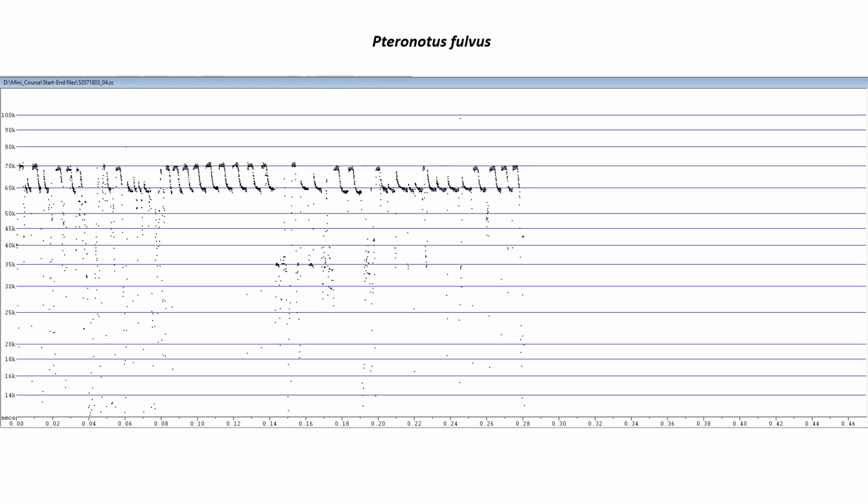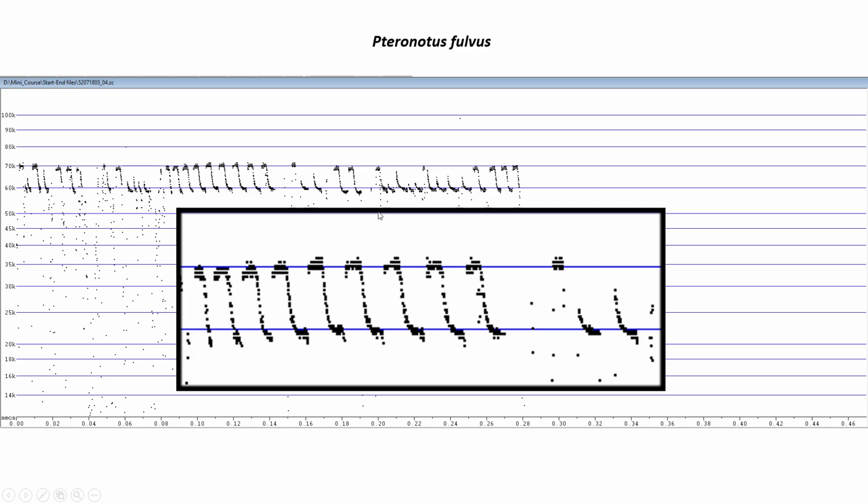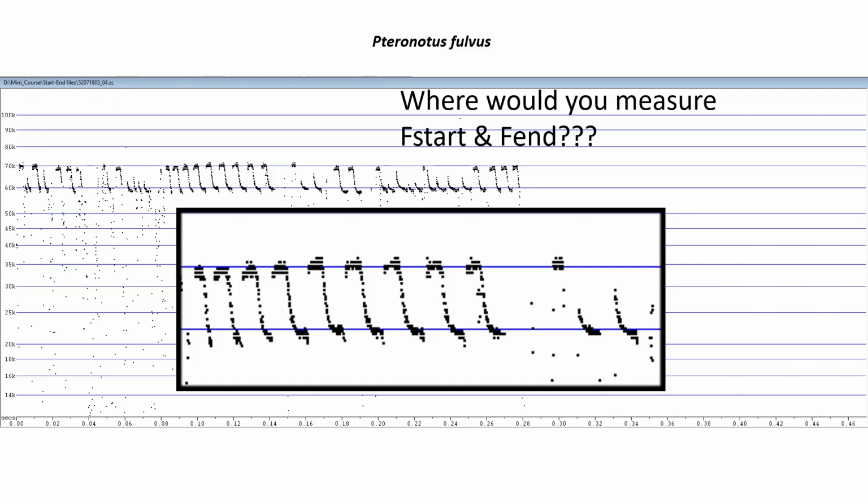Oh my, yet another call shape. This is Pteronotus fulvus, used to be Pteronotus davyi until it was recognized to actually be multiple species scattered throughout Central and South America. And these call shapes are very distinctive. The lazy S or lazy Z, reverse S. So, where would you measure start and end frequency? Something to ponder. They start down here, they go up, they come back down. In some cases, they come down and then go up again.